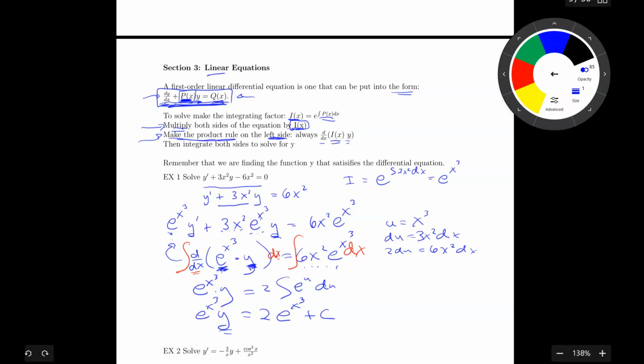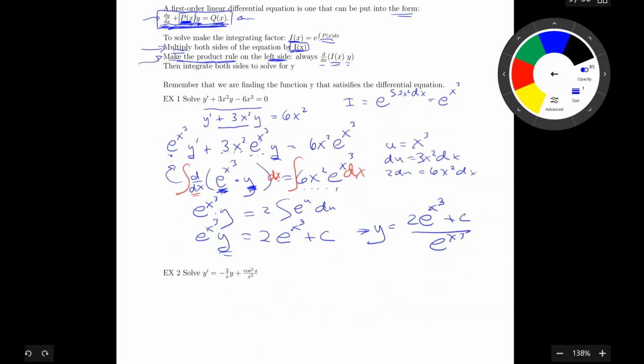Now solve for y. So solving for y, I get 2e to the x cubed plus c divided by e to the x cubed. So you could separate this. So it would be y equals this over this, which would give me 2, right? Because the e to the x cubed cancels, plus c over e to the x cubed. So c divided by a function is not c, correct? So you could rewrite this as this, right? Either way, this is correct or this is correct.